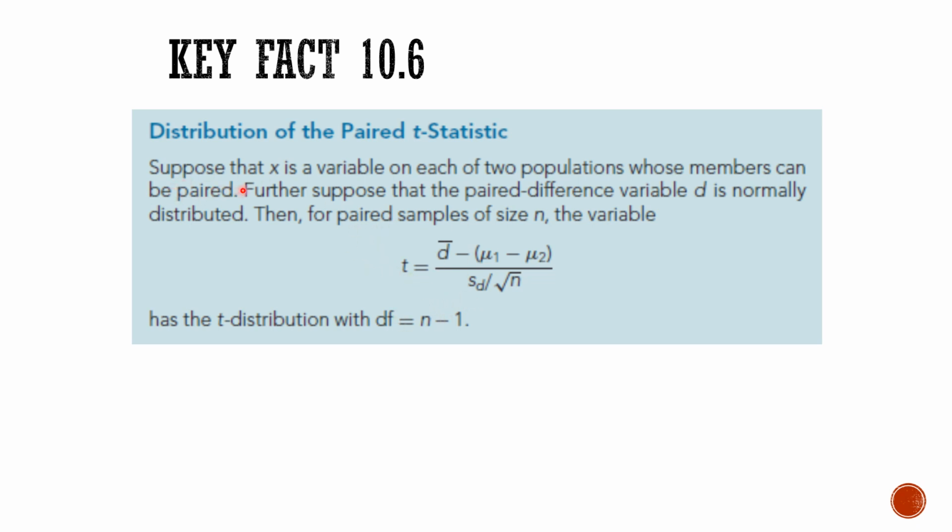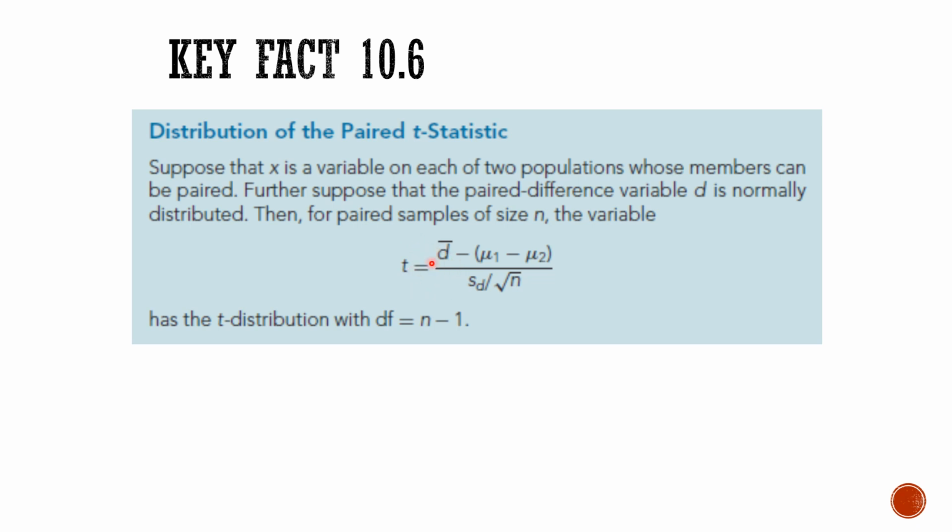It says here, suppose that x is a variable on each of the two populations whose members can be paired. Further, suppose that the paired difference variable D is normally distributed, then for paired samples of size n, the variable t is equal to d bar, which is the mean difference. A couple of slides before, we quickly ran through how to find the mean difference. You just have to find the difference at the individual level and then sum them up and divide by n.